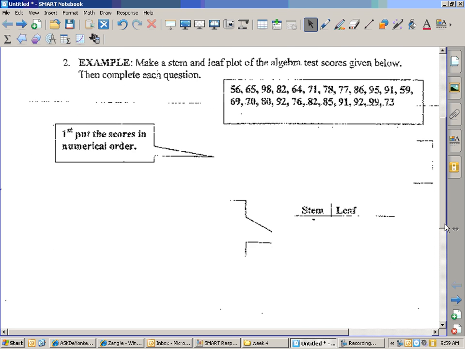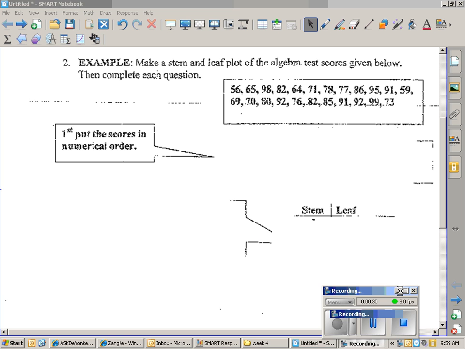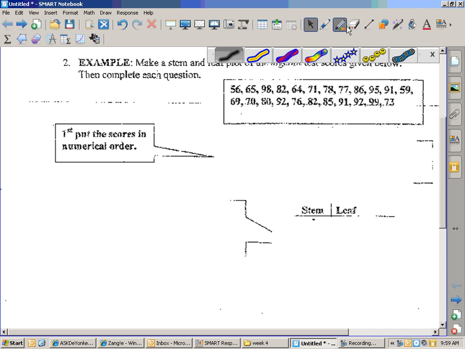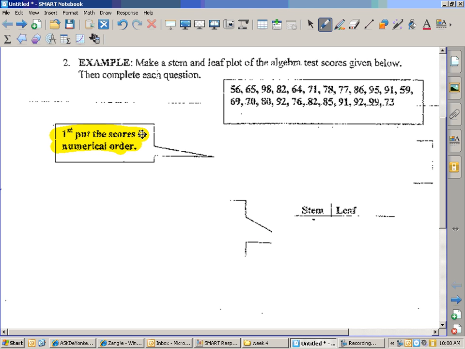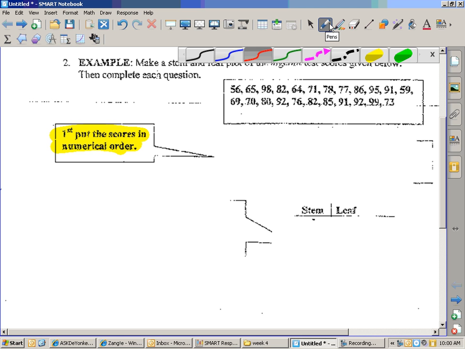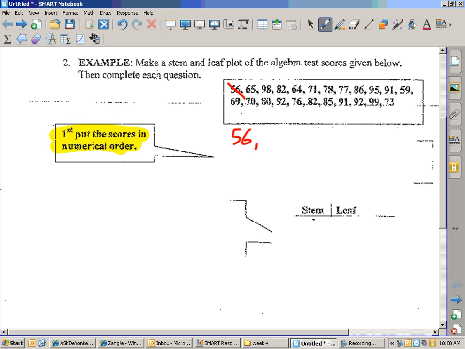For example, when you make a stem and leaf plot of the algebra test scores given below, the first thing you're going to do is put all the scores in order. It is important that you do not skip this step. Put them all in order, starting with the smallest, which appears to be 56. And if a score repeats, then you need to include that also. This might be the time-consuming part of the problem, but it's important to do it right.